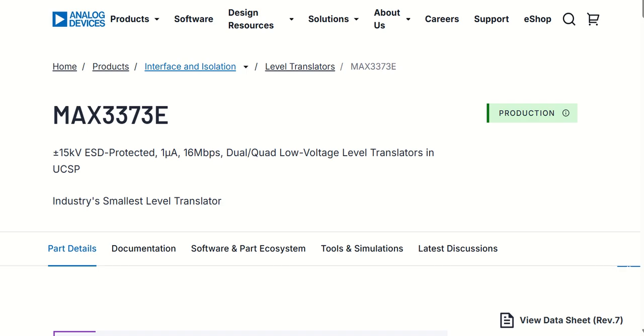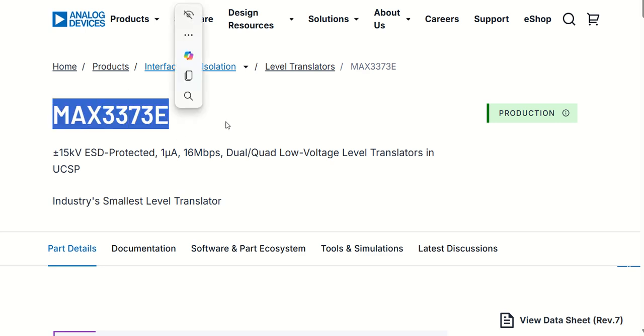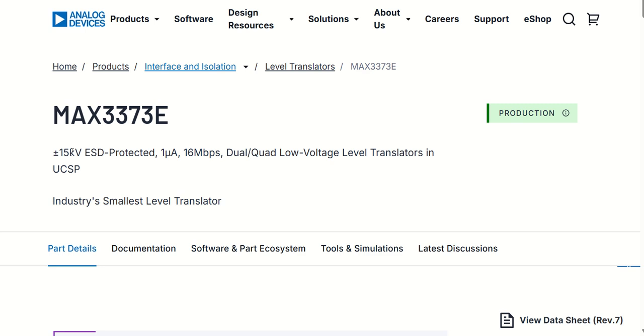Once we come to the Analog Devices product page and search for MAX3373, the best part you will see is that it has 15 kV of ESD protection built in. So you don't need to use any ESD diode separately.